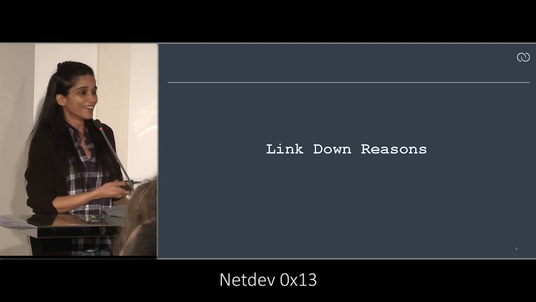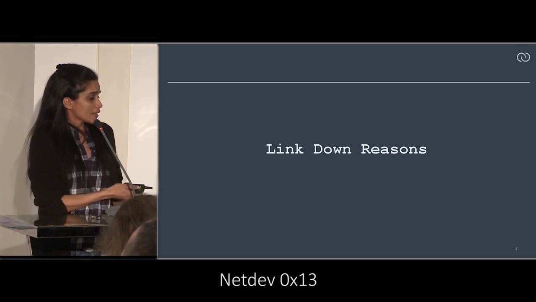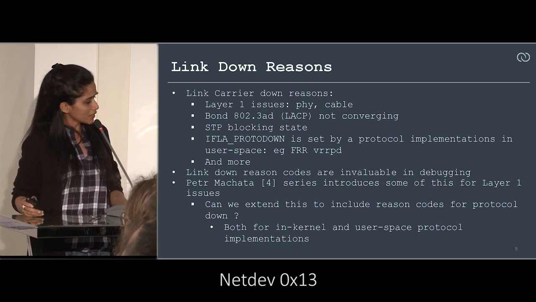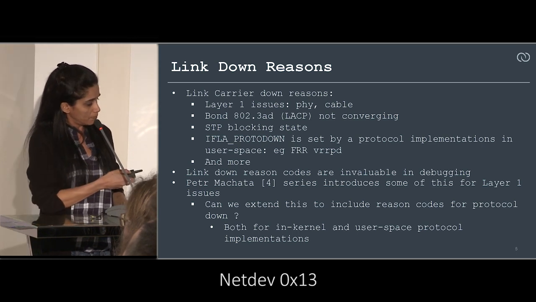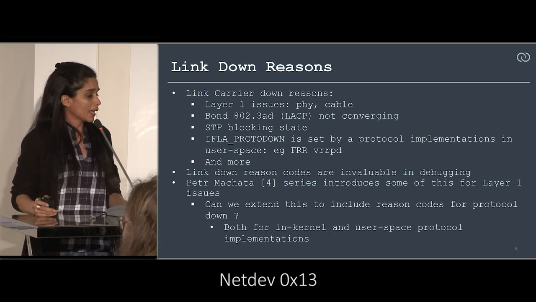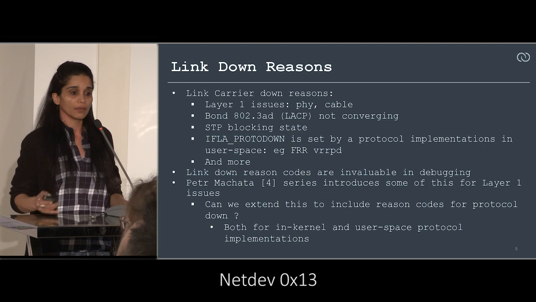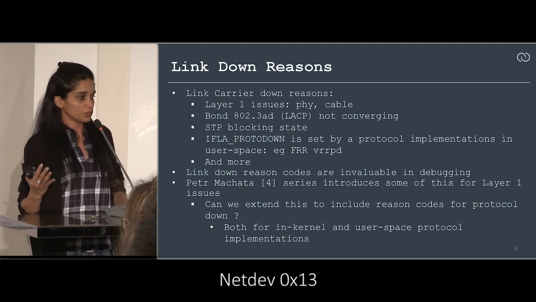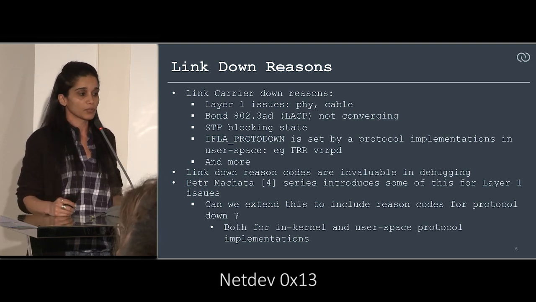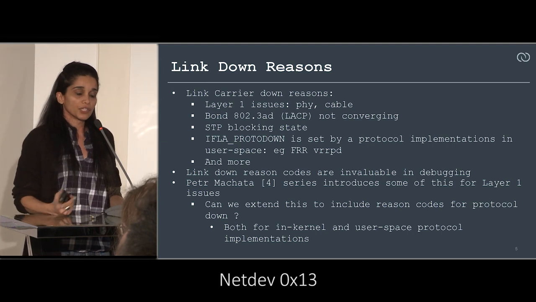Okay, so there are multiple topics being discussed on Netdev. One is link down reasons. I have some vested interest in link down reasons. There is a patch series being floated by Peter from Mellanox on L1 reasons for link down. And as a NOS, when debugging a link down, the first thing you do on a system is go and check L1. At every layer you go and check, first L1 via ethtool, and then you go and check if the MSTP or STP implementation has set the port down, or bonding, or 802.3ad is not converging, and that's why the link is down.